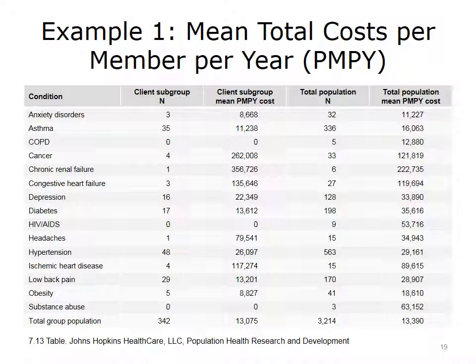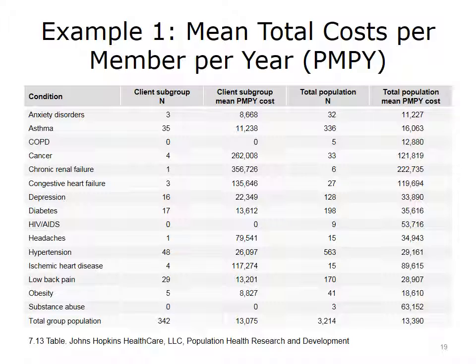We also begin to look at the number of people within the overall population with conditions and what their mean per member per year costs are. So for people with a condition of asthma, the per person cost in the overall population is $16,063 per year. In our selected subgroup population, their per member per year costs are less. The table shows that there are 198 people in the total population with diabetes and 563 with diagnoses of hypertension.